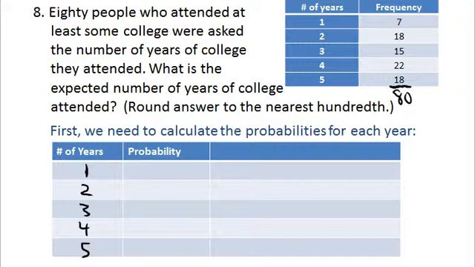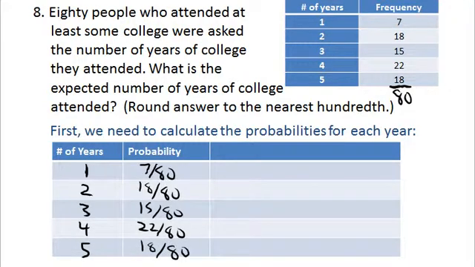So the probability that the number of years is 1 is 7 80ths. The probability it's 2 is 18 80ths. The probability it's 3 is 15 80ths. 4 is 22 80ths. And the probability it's 5 is 18 80ths. And all those fractions add up to probability of 1.